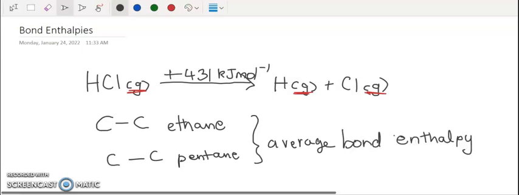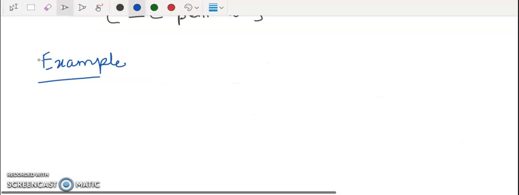And so let me just read out the definition so you'll be able to understand. It is the average value of the enthalpy required to break a given type of covalent bond, in this case carbon, in the molecules of a compound in the gaseous state. So now we know what is bond enthalpy and now we know what is average bond enthalpy. So let's do an example.